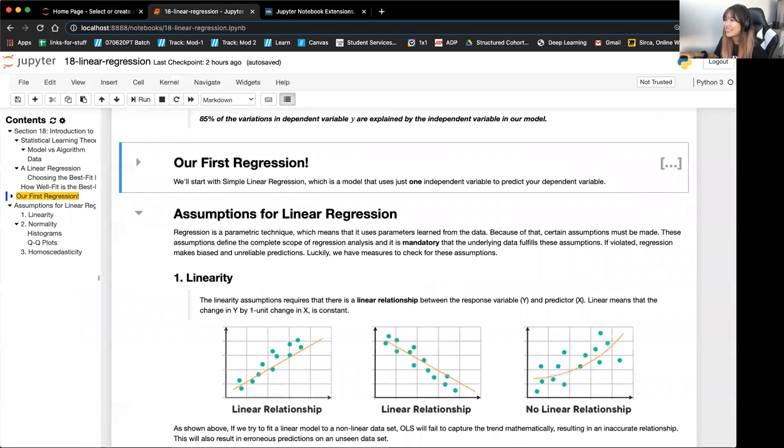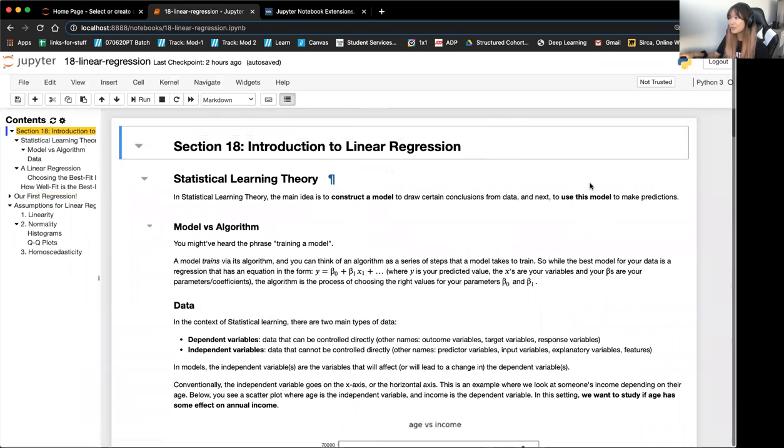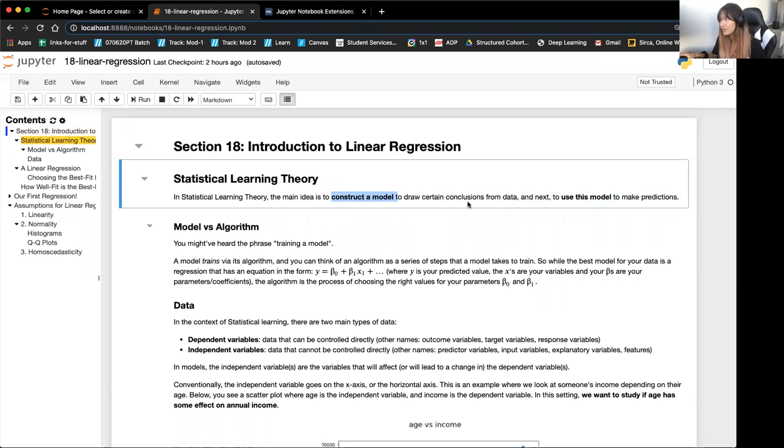All right, linear regression. Linear regression is our very, very first model. And all of the models that we're working with are based off of statistical learning theory. The main idea of statistical learning theory is to construct a model to draw certain conclusions from the data and then be able to use this model to make predictions.